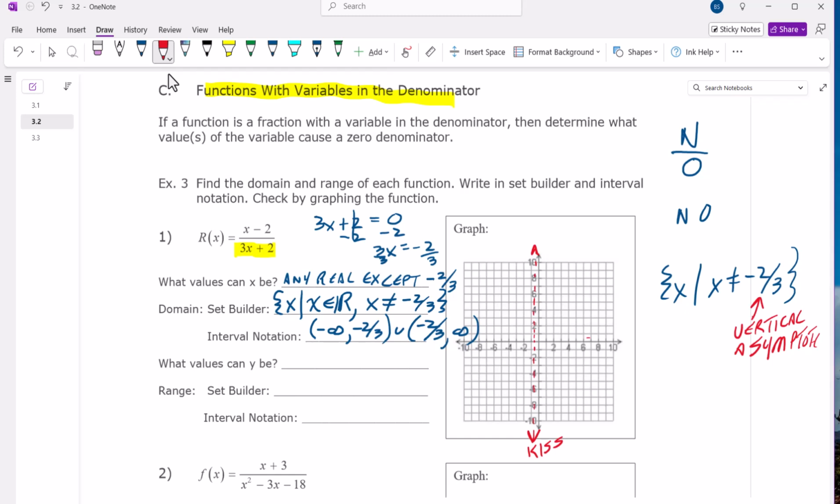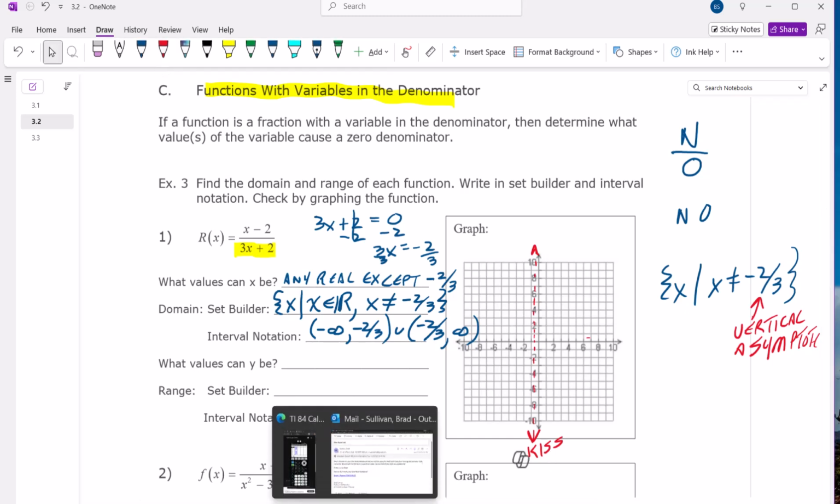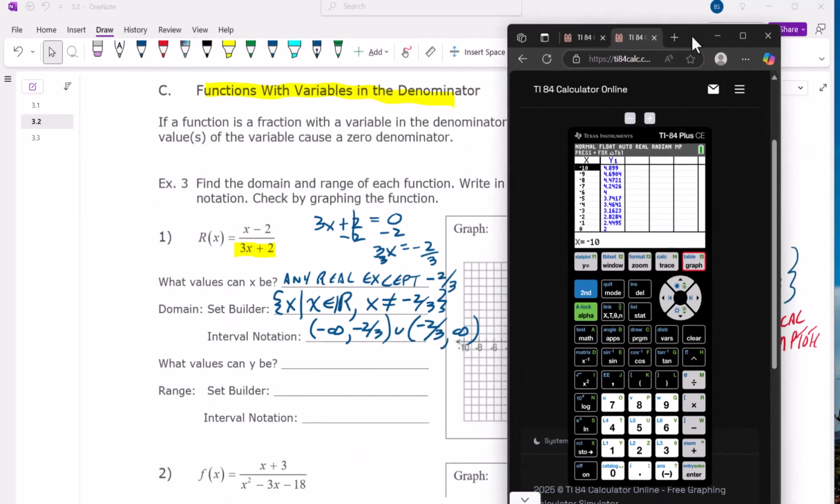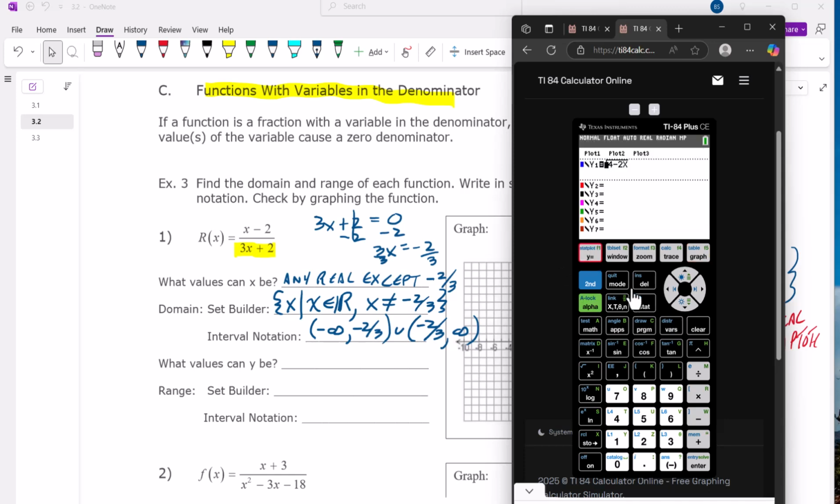Now, as far as your range, you really need to look at your graphing calculator on this. So I'm going to pull up the calculator and we'll put this in. And this kind of goes like this. Okay, I'll put in parentheses. You have to have a numerator in parentheses. You have to have the denominator in parentheses. Like that. And then you can go zoom 6. And that's roughly what your graph looks like.